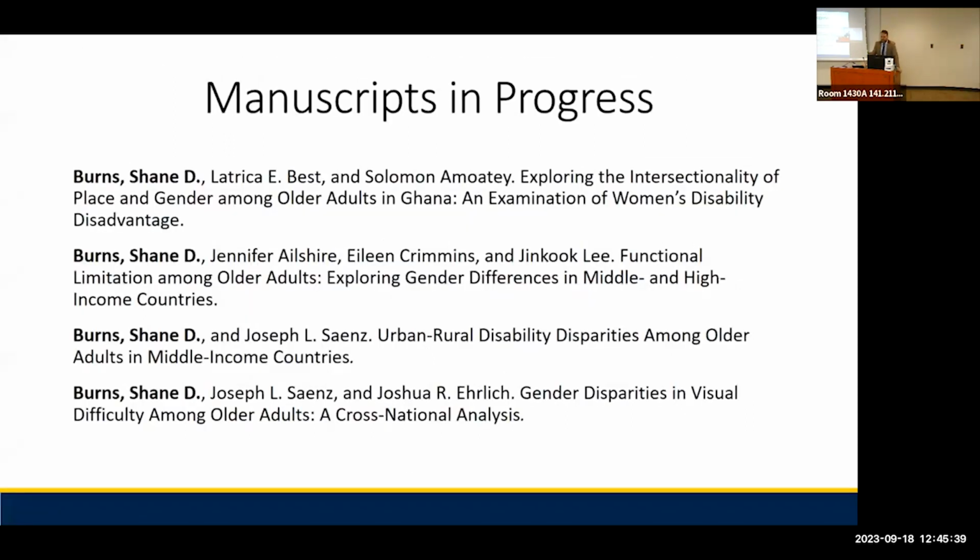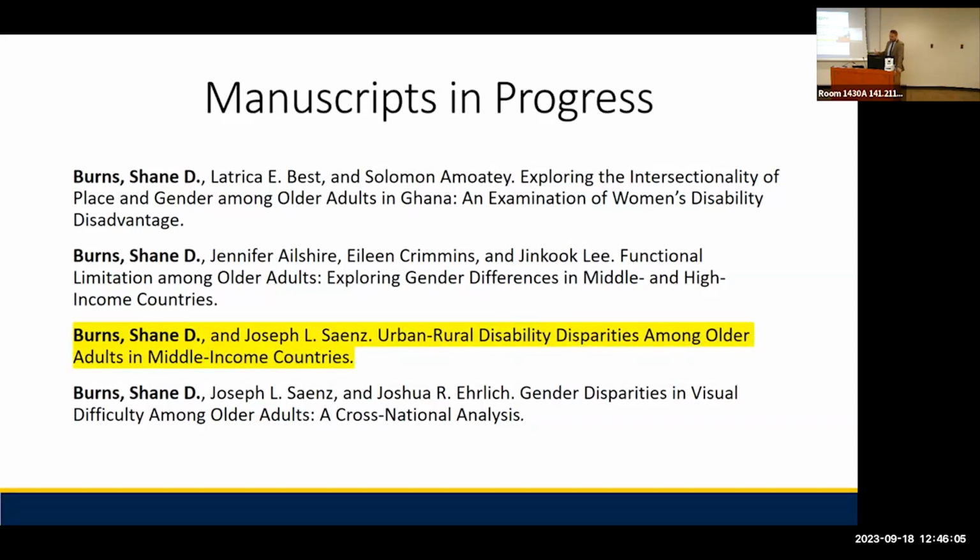And so the manuscripts I have in progress, I'm largely focusing on the HRS family of studies: CHARLS from China, MHAS from Mexico, LASI from India, and doing cross-national comparisons with reports of disability in different contexts. And so I just want to give you a little sneak peek of some stuff I've been doing since the end of summer and right now.